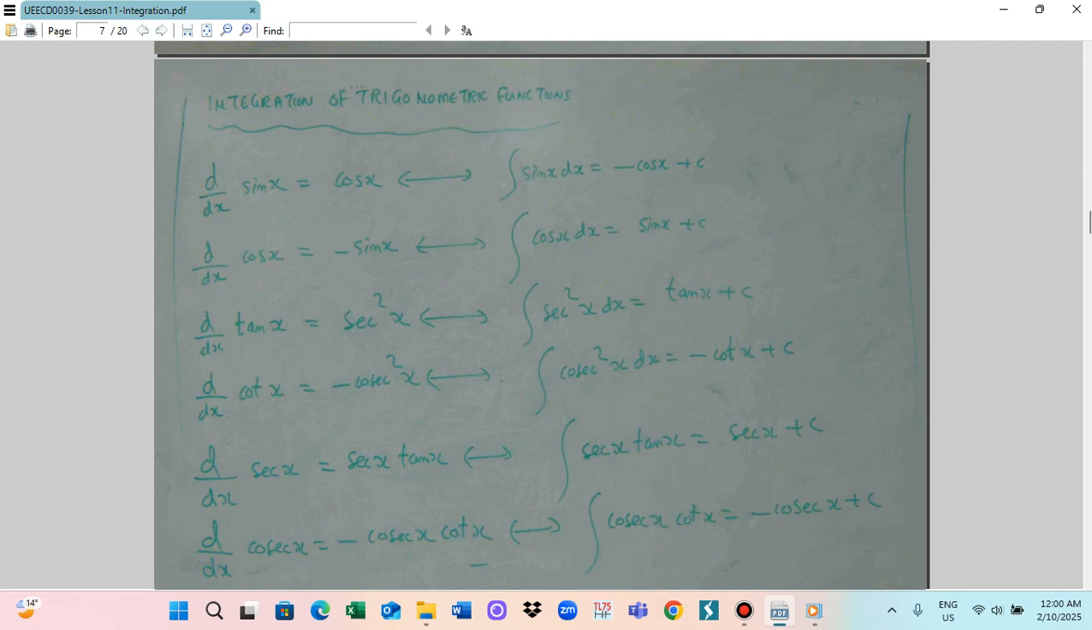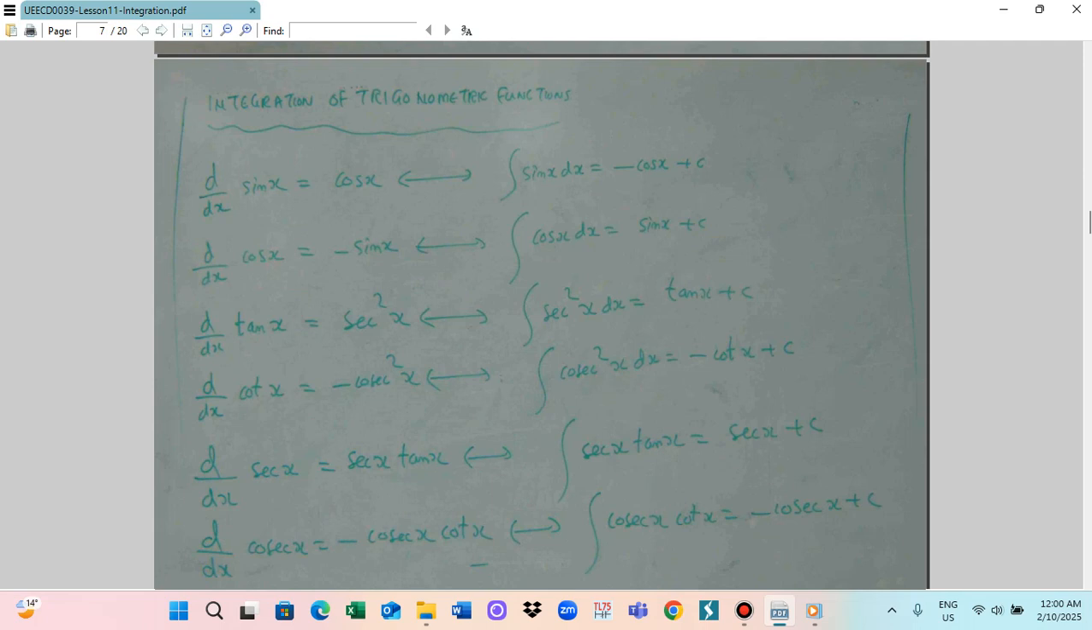When you differentiate the sine, you get the cos. But for the inverse, you differentiate the cos, you get the minus sine. So differentiating sine A gives cos A, differentiating cos A gives minus sine A. But for the integral it is opposite. Integrating sine A is minus cos A, integrating cos A is plus sine A. So the differential and integral are opposite.